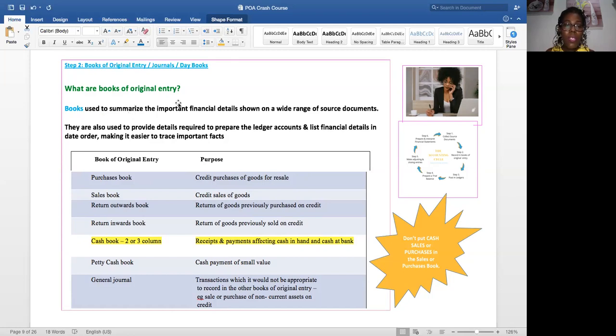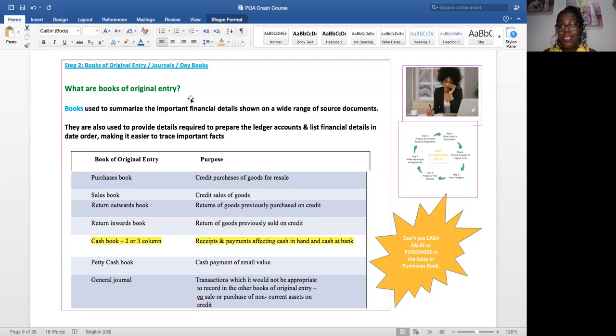So what are books of original entry? They are sometimes called journals or day books, right? So don't mix them up. They are the same thing. They are books used to summarize important financial details shown on a wide range of source documents. So you're going to have one book where you're going to record all your purchases, all your sales, all your returns outwards or inwards, all your petty cash information, all your cash transactions, and also all the other things that don't fall into the other books.